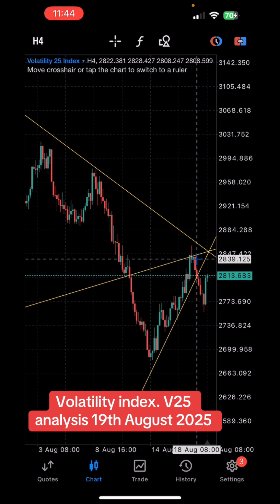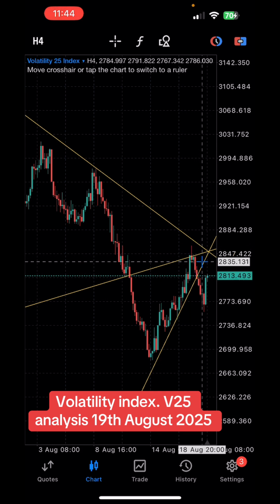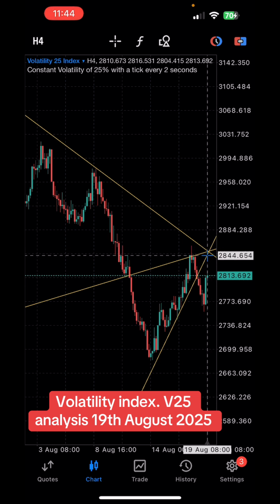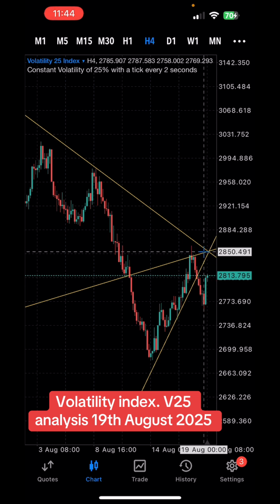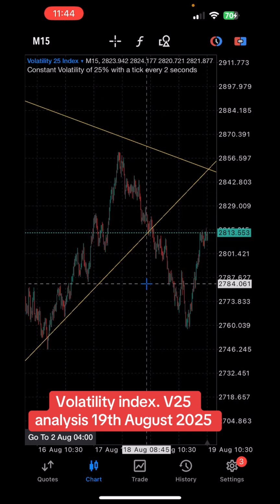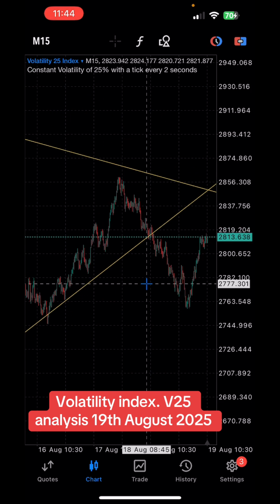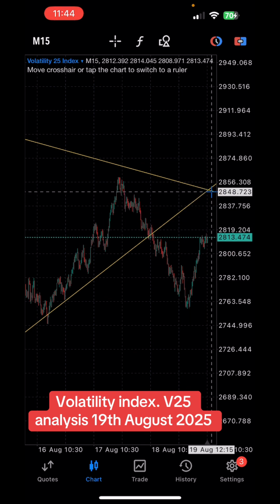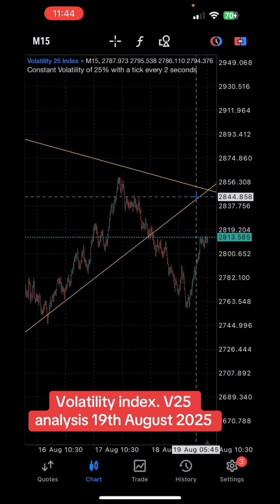So the market is actually doing that pullback for us. We expect the market to get to this point. Once the market gets to this point, that's when you go to a lower time frame, like 15 minutes or even 5 minutes. Once the market gets to this trend line, that's when the pullback must have happened.